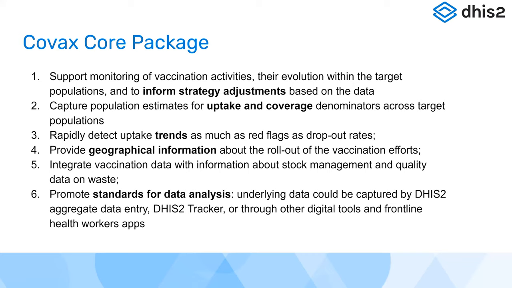It enables countries to capture their population estimates for uptake and coverage denominators. We also hope the dashboards will enable a rapid detection of uptake trends and show us some red flags, dropout rates, things that would need improvement. With the different kinds of maps and GIS functionality in DHIS2, we have this geographical distribution of the vaccine rollout efforts. And this also enables a place to integrate that stock management and quality data on wastage rates, along with the vaccines administered to different types of groups.